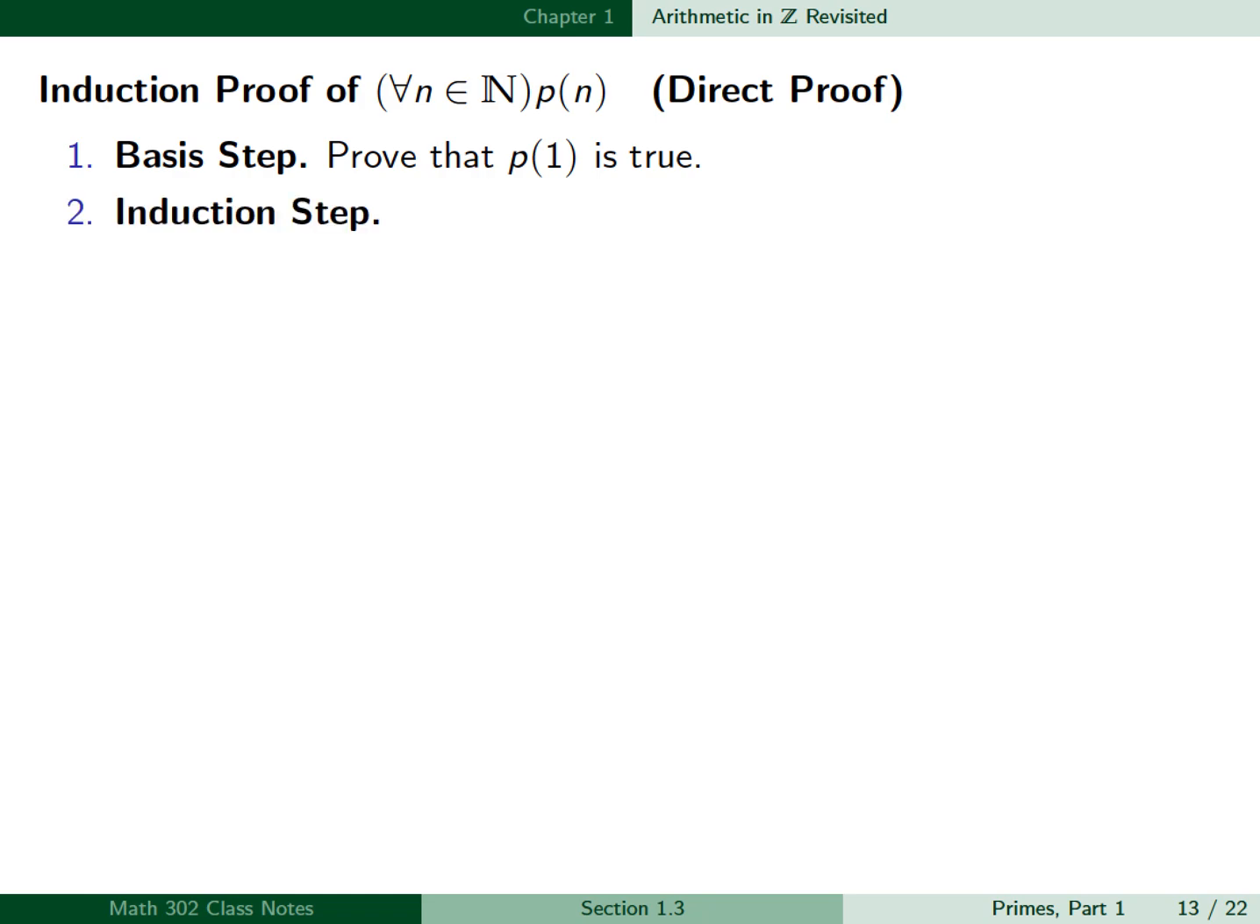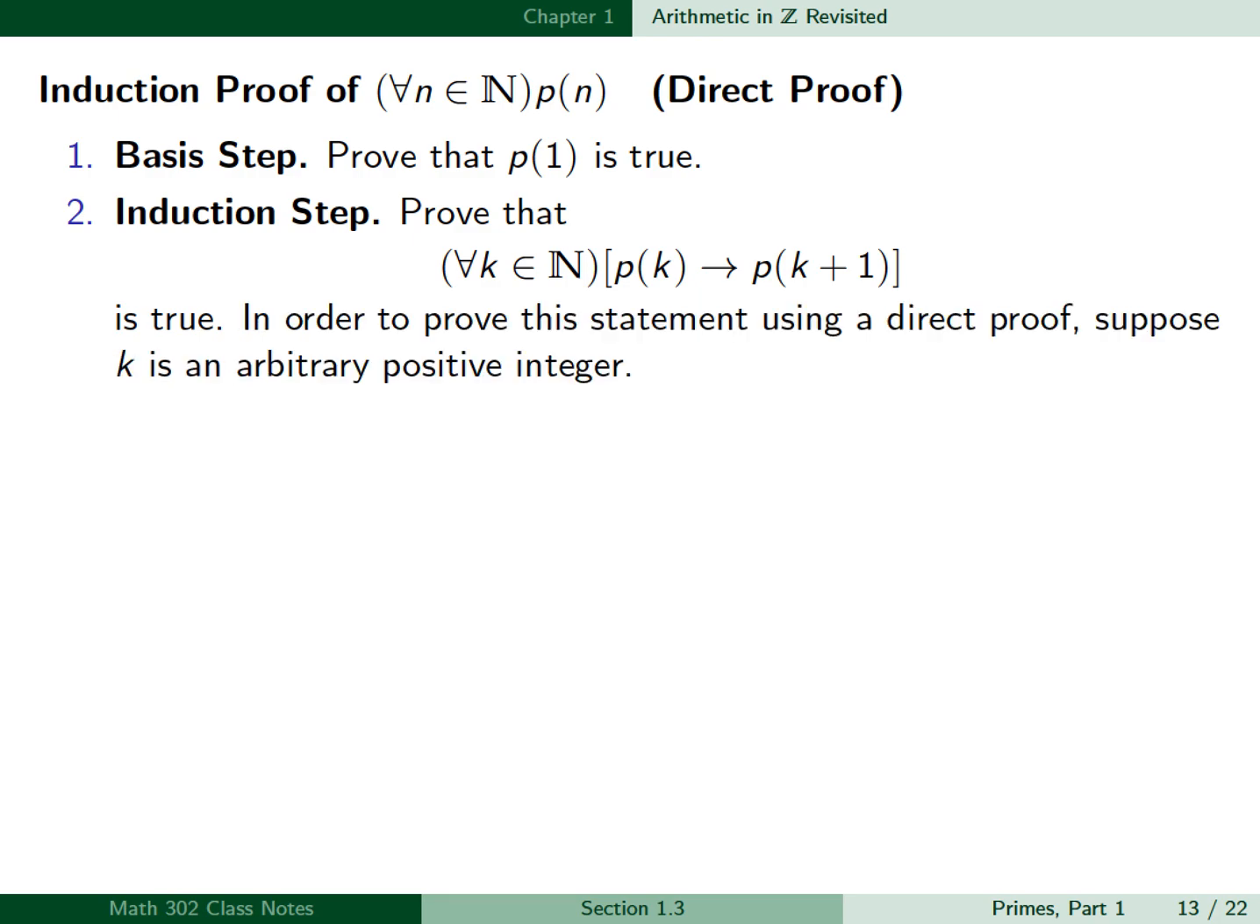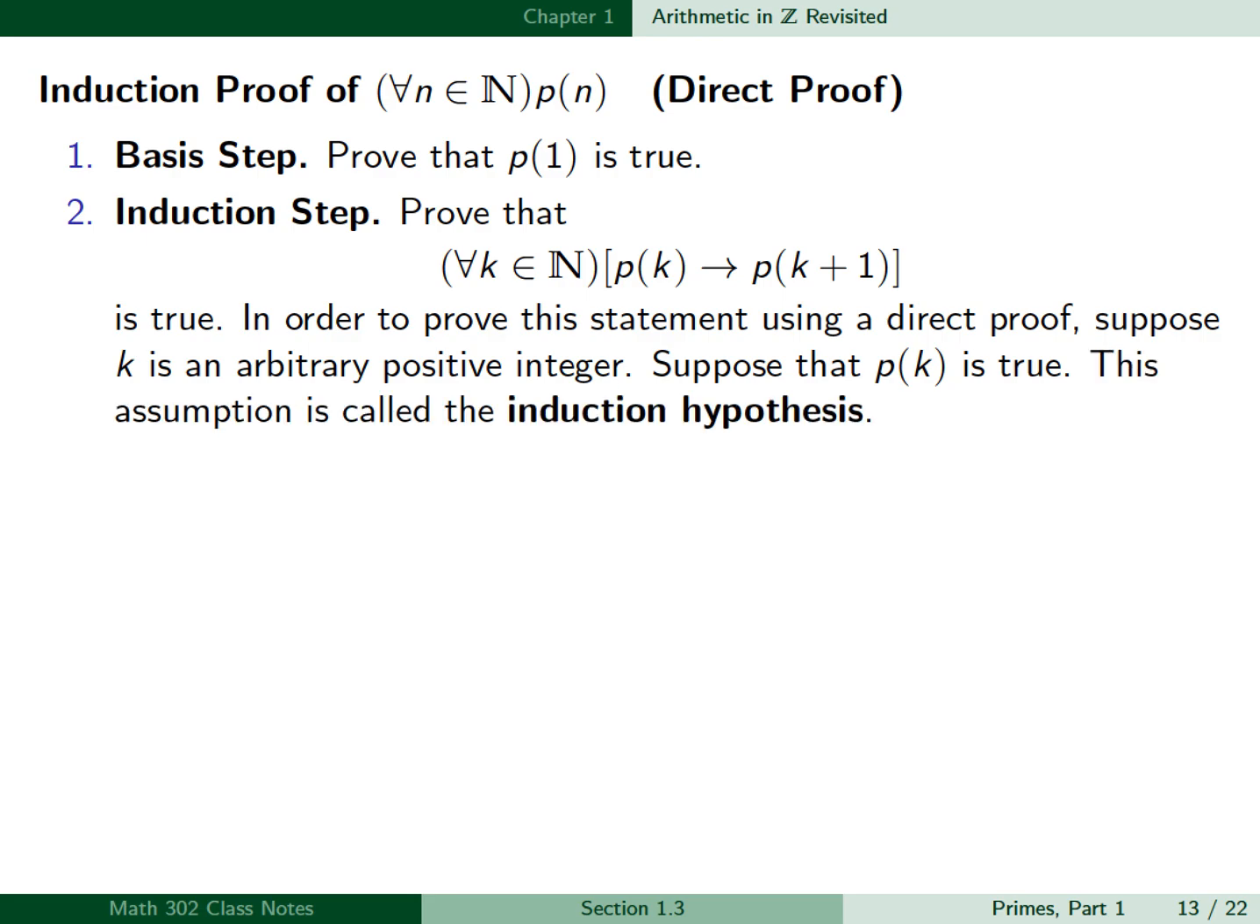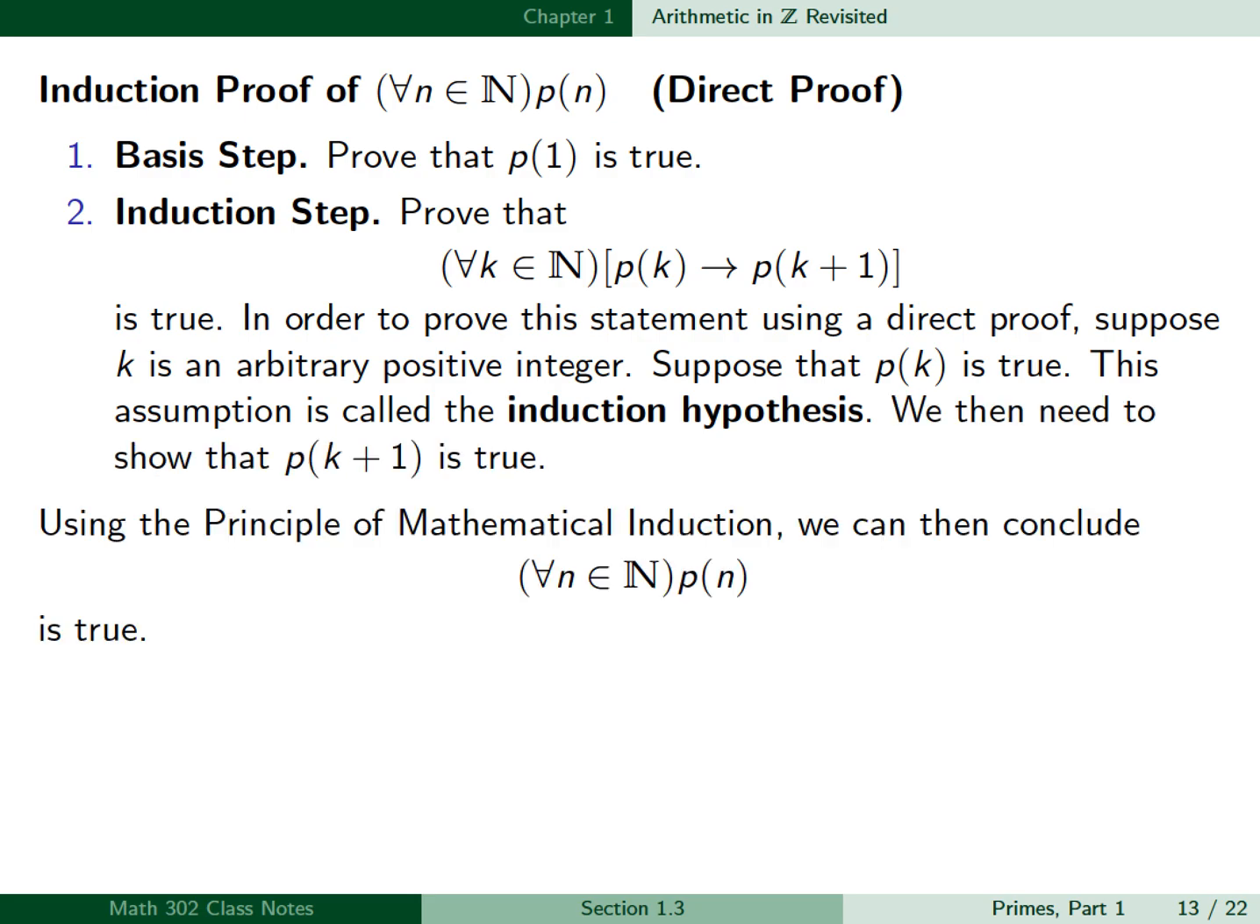Then second we have the induction step, and for this we prove that for all k in N, P(k) implies P(k+1) is true. And to prove this, the induction step using a direct proof, we suppose k is an arbitrary positive integer. We suppose that P(k) is true, and this assumption is called the induction hypothesis. We then need to show that P(k+1) is true. And then using the principle of mathematical induction, we can conclude that for all n in N, P(n) is true. Now, this is a direct proof for the induction step.